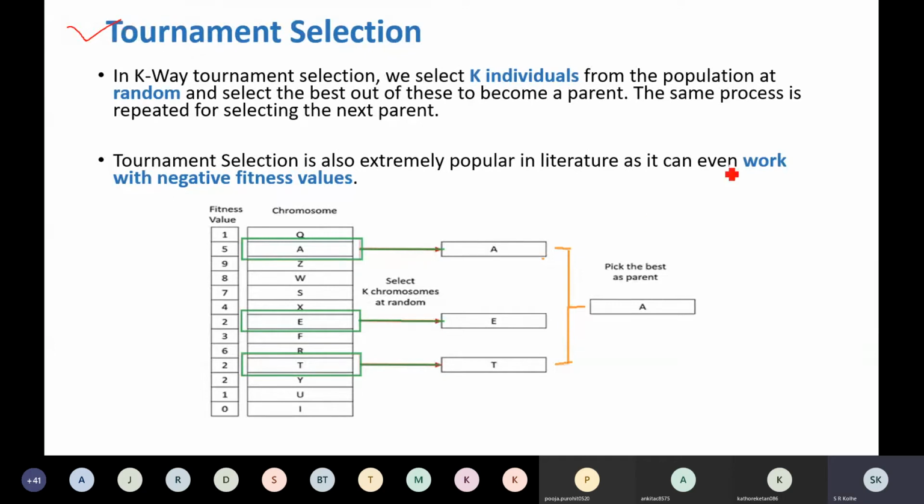Now there are variations, for example, K-way tournament selection. We will consider this specific case. In K-way tournament selection, we select K individuals from the population at random. K will be a number, for example, two-way tournament selection, so two solutions will be selected like that. So we select K individuals from the population at random and select the best out of those to become the parent.